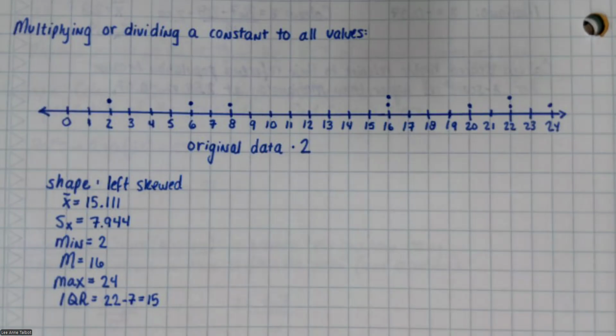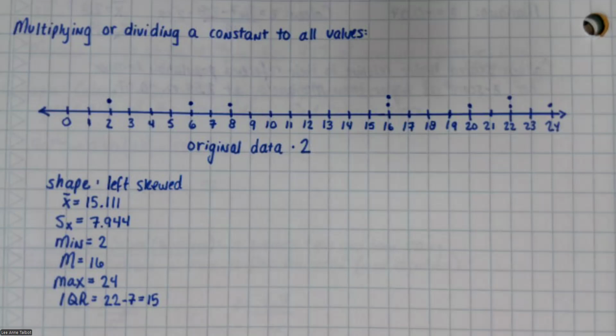So, okay. What happened to the center? Multiplied by 2. Standard deviation this time got multiplied by 2 also, and notice from the visual, you can definitely tell it's twice as spread out as the other one. The minimum times 2, median times 2, maximum times 2, IQR times 2. The times 2 affected everything.